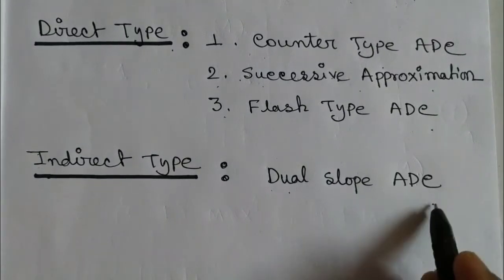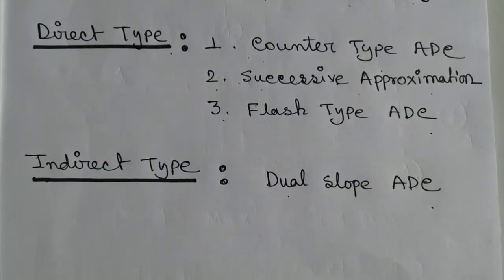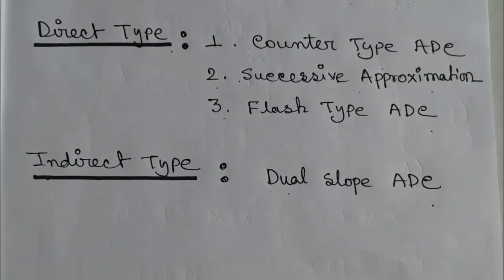So this is all the basic information of converters, DAC and ADC in digital electronics. I hope you have understood.